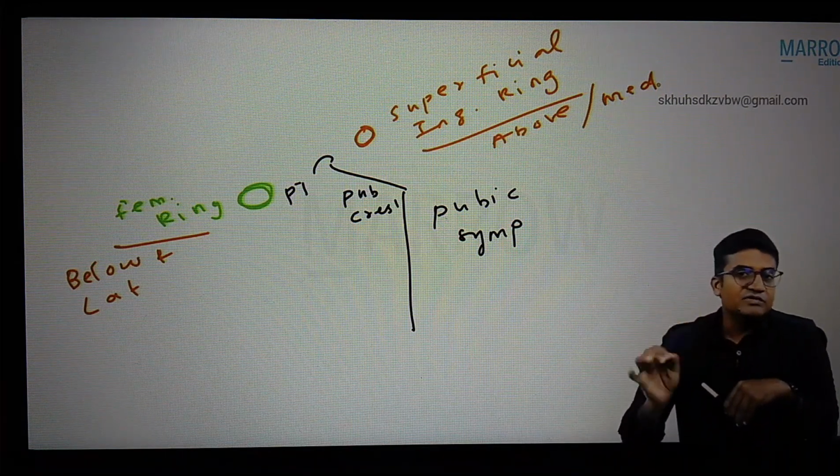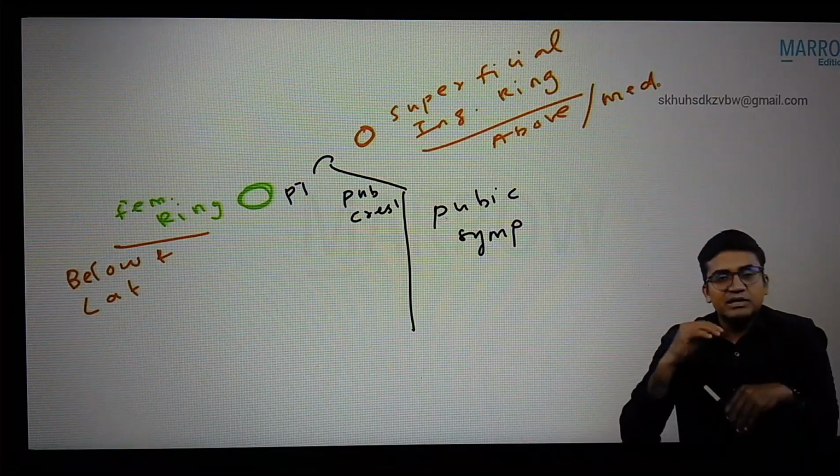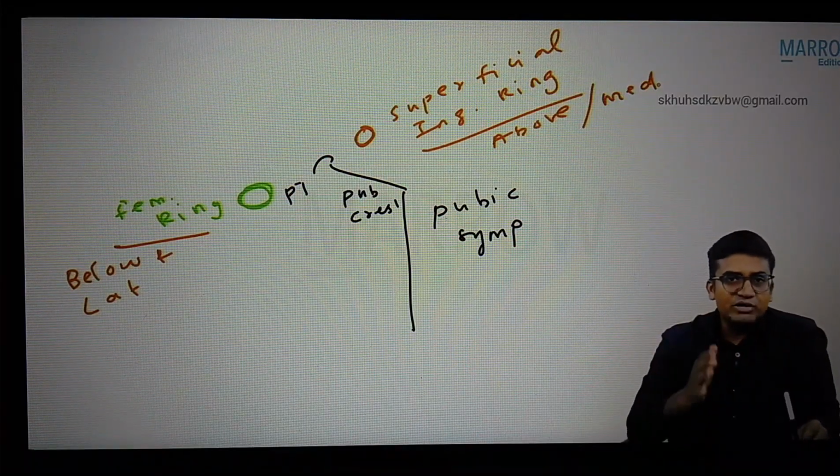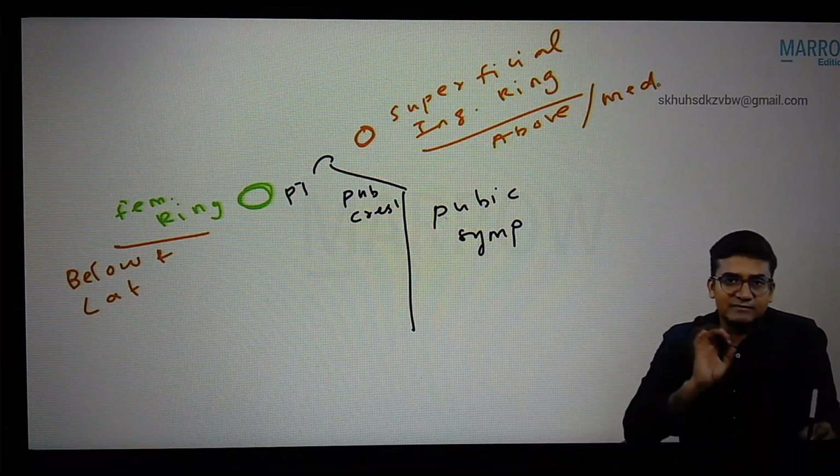Right. Next question. A 50-year-old female came to the emergency department with the complaint of swelling in the groin. On examination, the swelling is found to be below and lateral to the pubic tubercle.